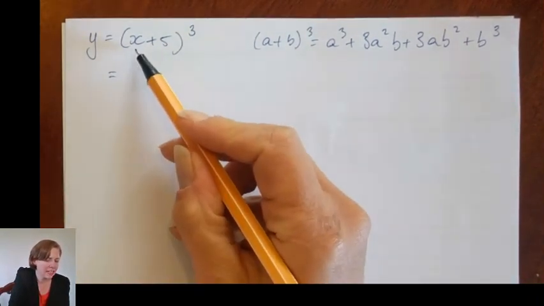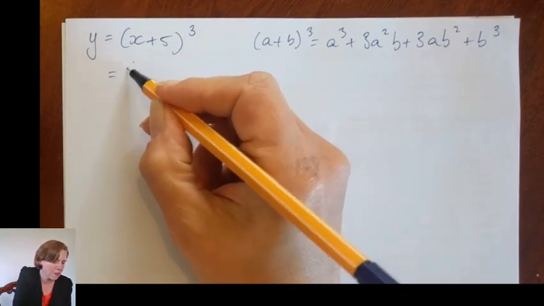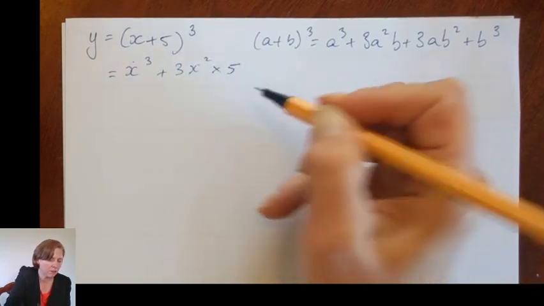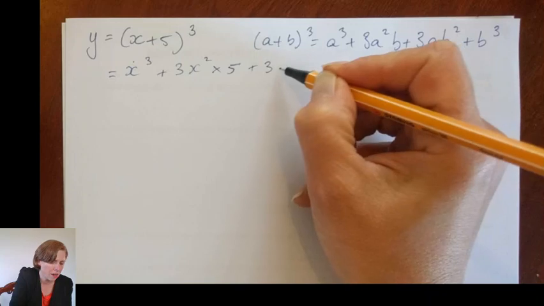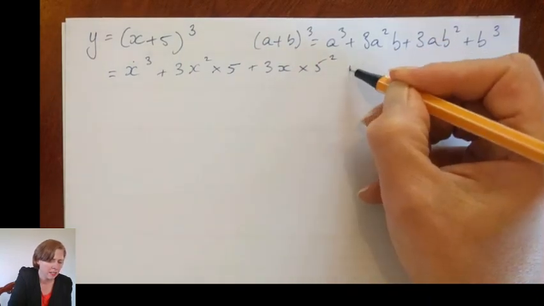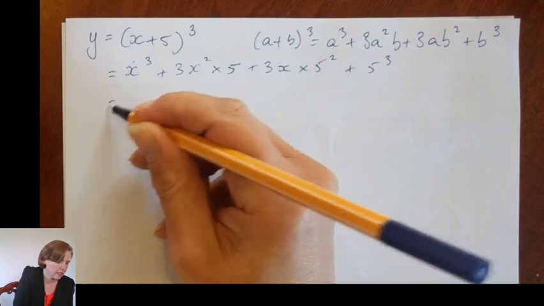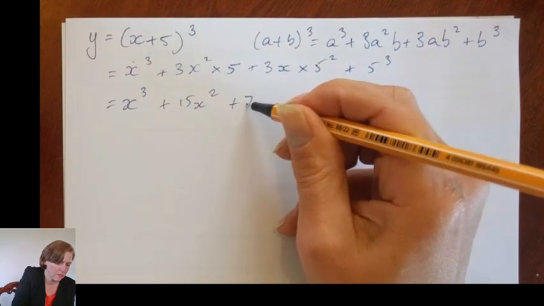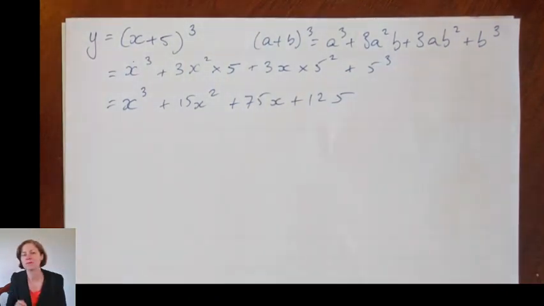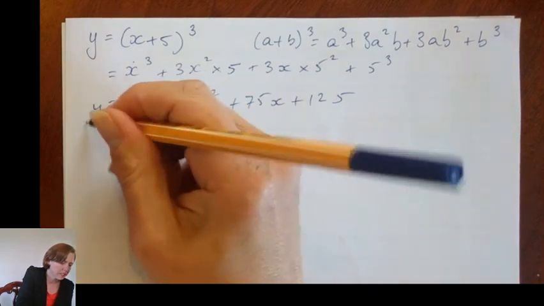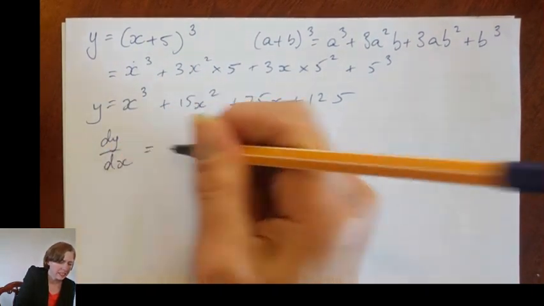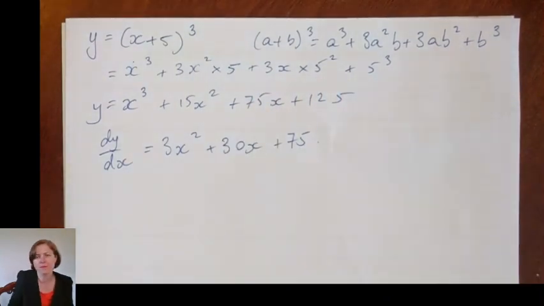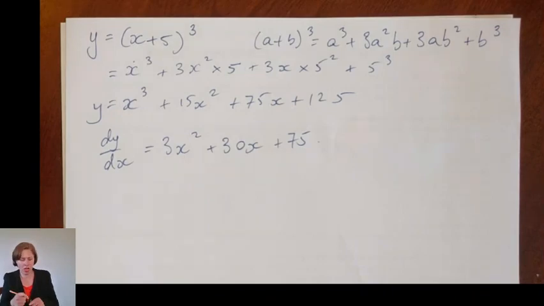So I'm going to apply that here. So the first term is x and the second term is 5. So I'm going to have x cubed plus 3 times x squared times the 5 plus 3 times x times the 5 squared plus the 5 cubed. And this gives me x cubed plus 15x squared plus 75x plus 125. Okay, that's what y equals. So I can now find dy dx. It's going to be 3x squared plus 30x plus 75. Done.